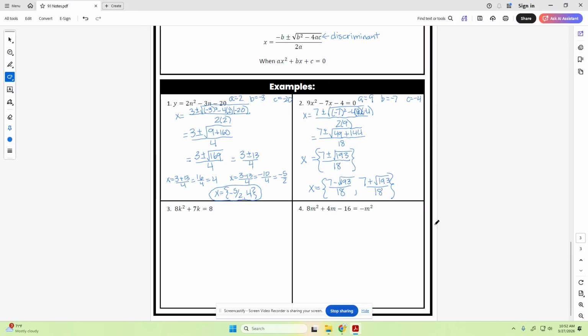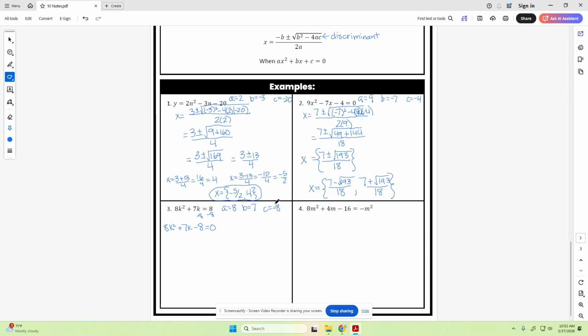All right, in example 3, I'm going to need to do some moving around. I need all my terms on the same side, so I need to subtract the 8 to the other side so that this becomes 8k squared plus 7k minus 8. Most of the questions on the test, you are going to be told which method to use. And I'm telling you which method to use, and I'm picking out values that are going to make it easier to do that particular method. But there is going to be a section on the test where you have to decide which of these methods do I want to use.